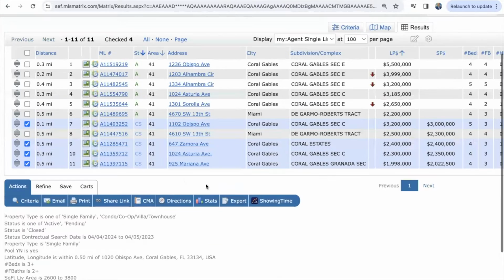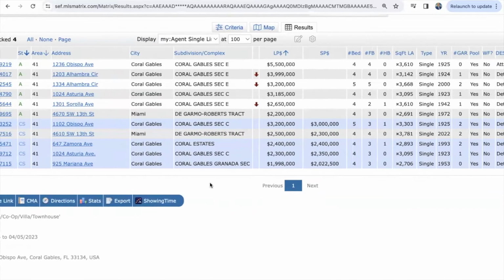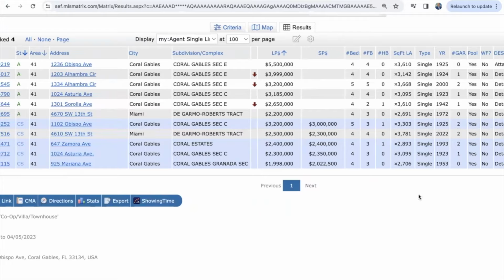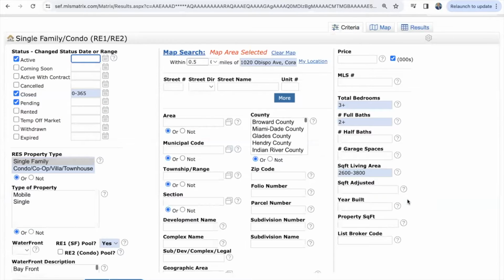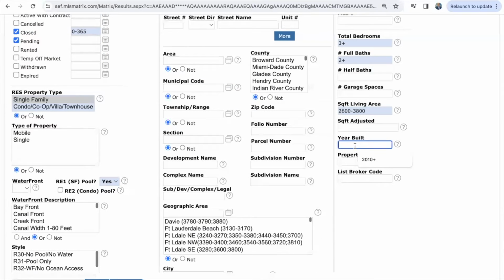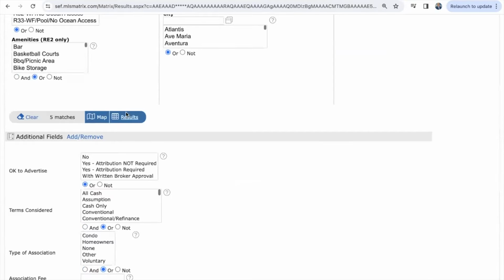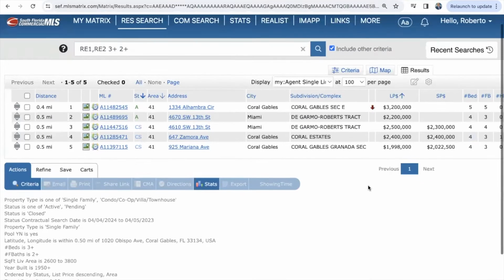And that one is pretty comparable to our subject property. However, our subject property is not an old Spanish. Just to give you an idea, our subject property was built in the 1980s. That property that we just looked at was built in 1925. So you guys can always go back to criteria and do this. Year built, let's say 1950 and above. Let's get rid of the old homes. And now I'm left with these comps.